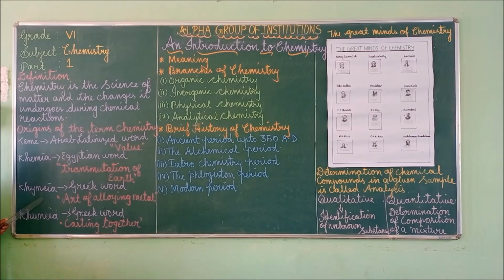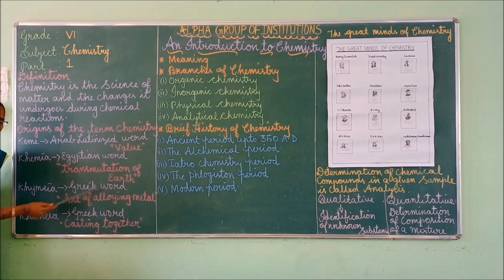This chimia is a Greek word. These type of questions you will be getting in need-based question. That is 1 mark. So these things are very important. Chimia is a Greek word, and the meaning for chimia is art of alloying metal.